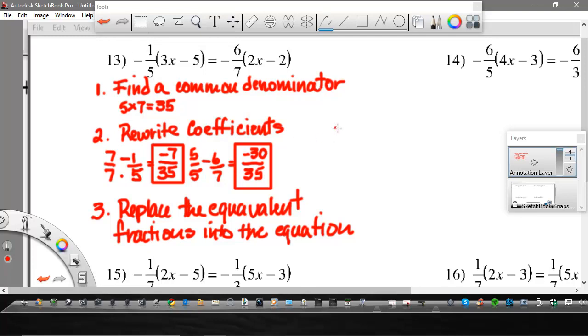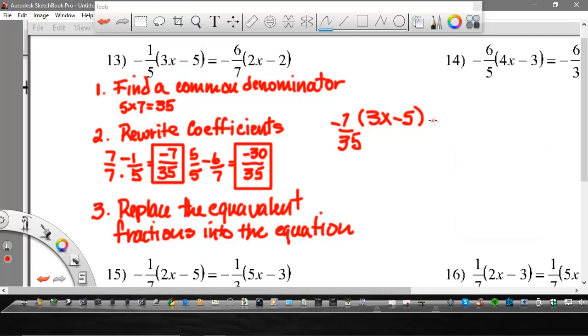This first one here will become a negative 7 over 35. And then the parentheses don't change: 3x minus 5. Now for the other side of this, I have equals. The negative 30 over 35 is going to replace this one, negative 30 over 35, and I get 2x minus 2. So that's our new equation that we have to solve. So once we replace this equation right here, step number 4 is we want to drop the common denominators.